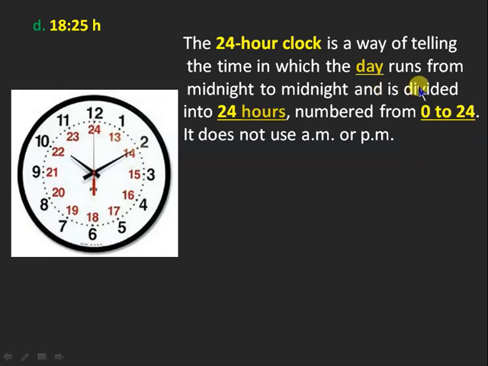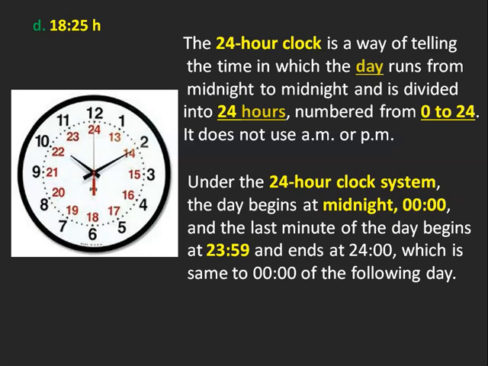Midnight to midnight and is divided into 24 hours numbered from 0 to 24, and it doesn't use AM or PM. You know, the 12-hour clock uses AM or PM, but the 24-hour clock does not use AM or PM. Under the 24-hour clock system, the day begins at midnight 0, and the last minute of the day begins at 23 hours 59 minutes and ends at 24 hours. Okay, which is the same as 0 of the following day. Following day means the next day.